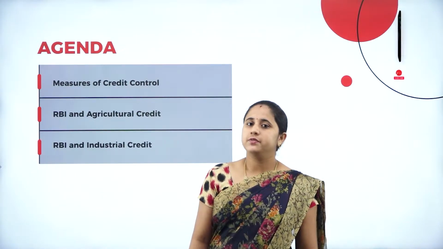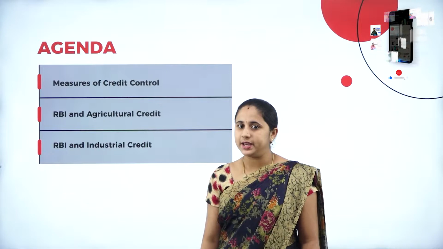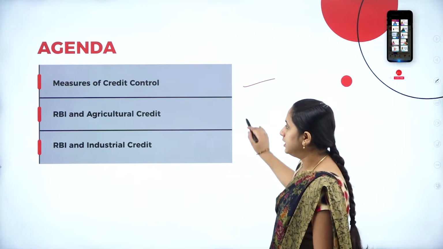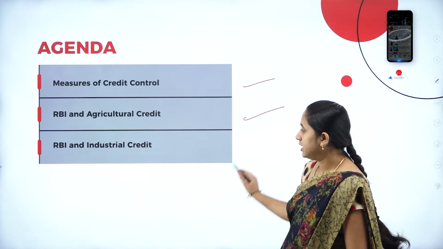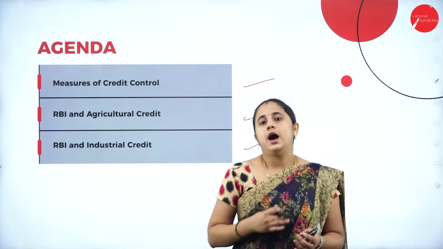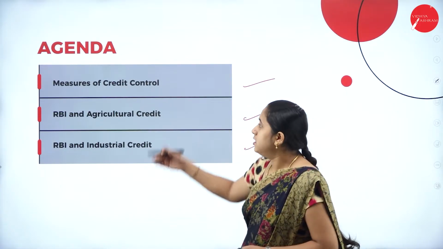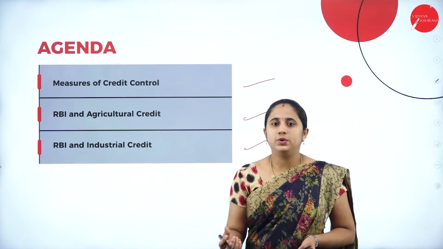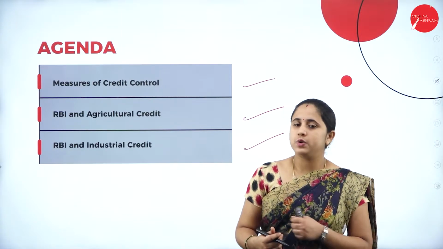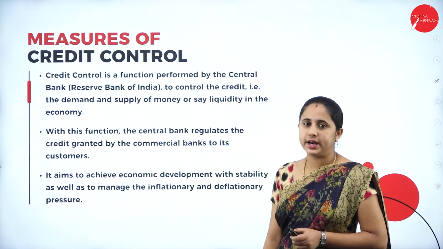In the last class, we discussed the preamble, constitution and main functions of the RBI. In today's session, let us discuss the measures of credit control, then RBI and agricultural credit, and RBI and industrial credit. So, how is RBI going to help with agricultural credit and industrial credit? Then how is RBI going to control the credit? What are the measures taken to control the credit? All this we are going to study under this session. So let us start with the measures of credit control.